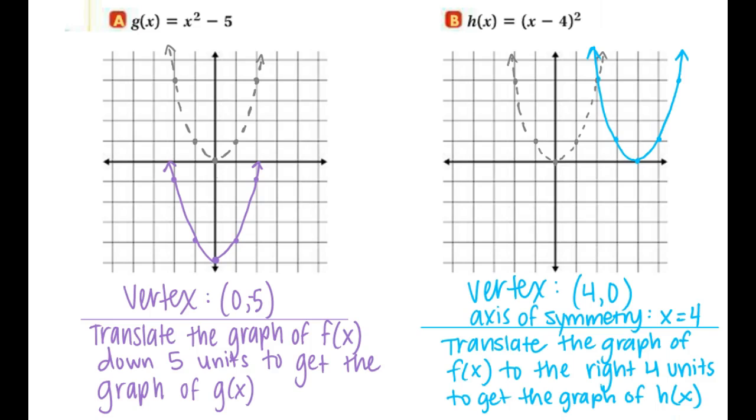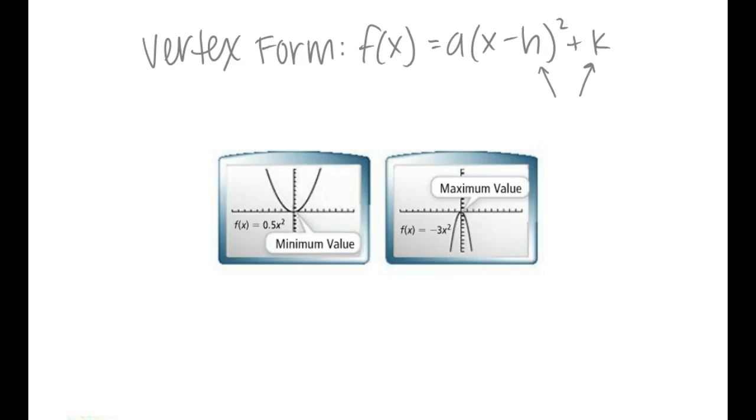I'm going to assume that you should be able to do the other 2 directions as well. So let's talk a little bit more about vertex form. Remember, we talked about this at the beginning of the video. The equation is f of x equals a times the quantity of x minus h squared plus k.